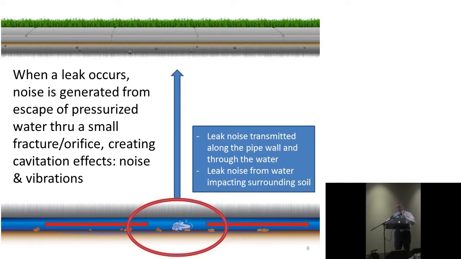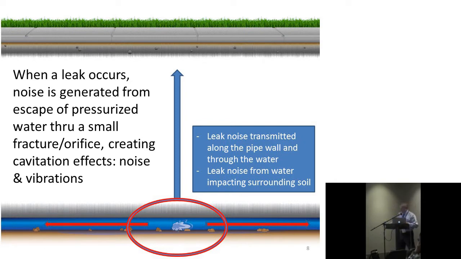In a metallic pipe, that will transmit down the pipe wall, and you can hear it upwards of several hundred meters in either direction. And in a plastic pipe, because it's elastic in nature, it doesn't transmit very far. Sometimes a couple of meters, 10, 20, 30 meters, but not much more than that. And the more plastic you've got in, it just tends to absorb those vibrations, and you're limited in the propagation of that leak noise down the pipe.